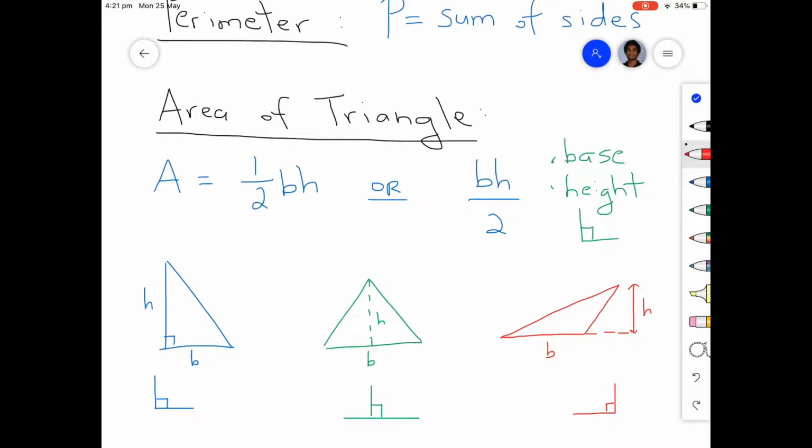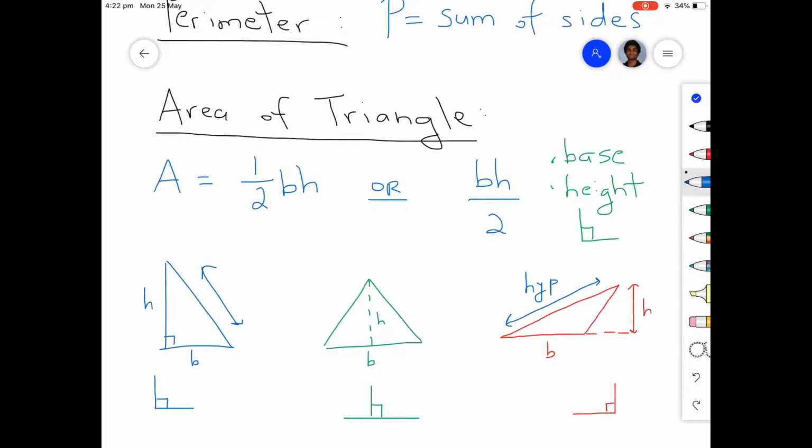A common mistake that students make is that instead of using the height value, sometimes they will use the hypotenuse, which is this longer side here. So it's really important to remember the height is the vertical, perpendicular height, not the hypotenuse, which is the longest diagonal side. Okay, so looking at our formula, A equals half BH, or BH over 2. So that means we multiply the base and the height, and then we divide by 2.